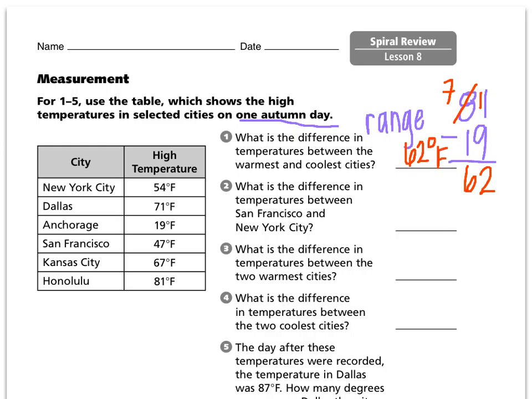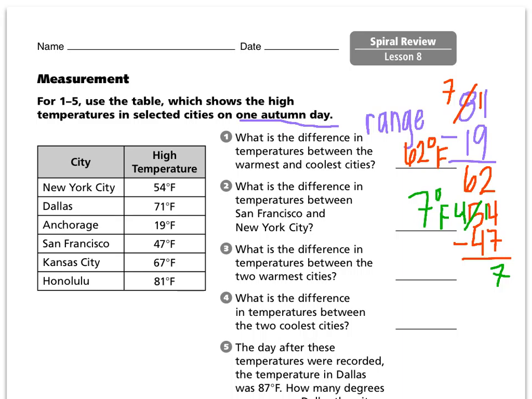Don't forget your label. Number 2, what is the difference in temperatures between San Francisco and New York City? So San Francisco is 47, and New York City is going to be 54. And I know 54 is going to go on top because it's highest and I'm subtracting. Go ahead. You're going to borrow from the 5 and you're going to make it a 4. This becomes 14 minus 7, which is going to be 7. 4 minus 4 is 0, so it's 7 degrees Fahrenheit.